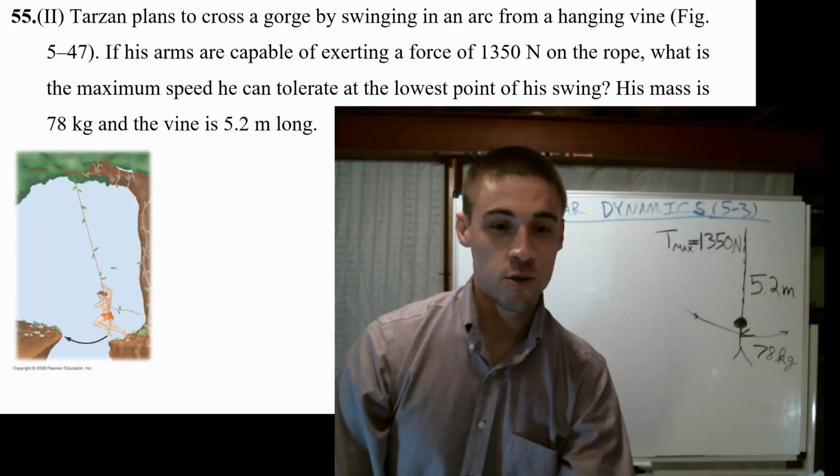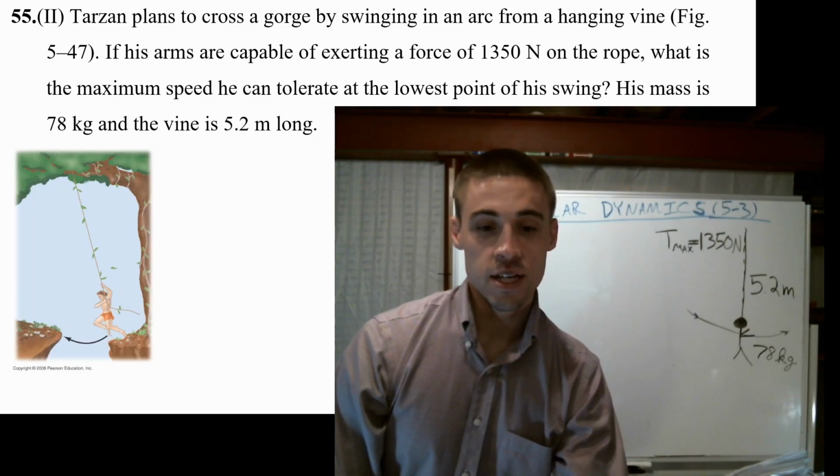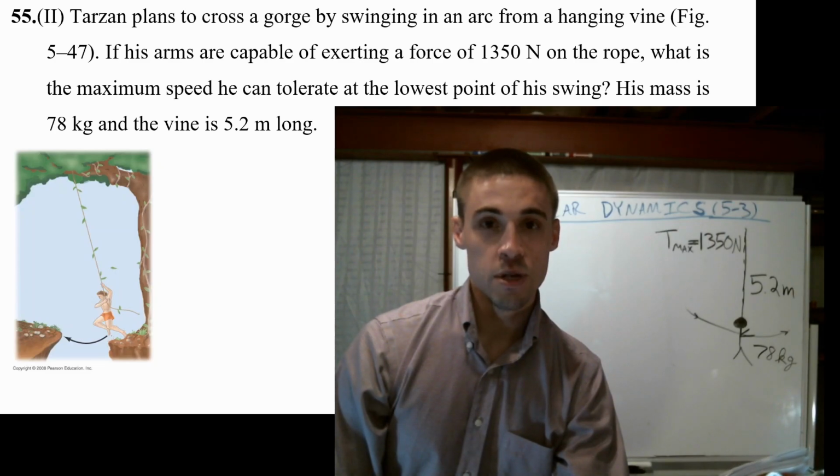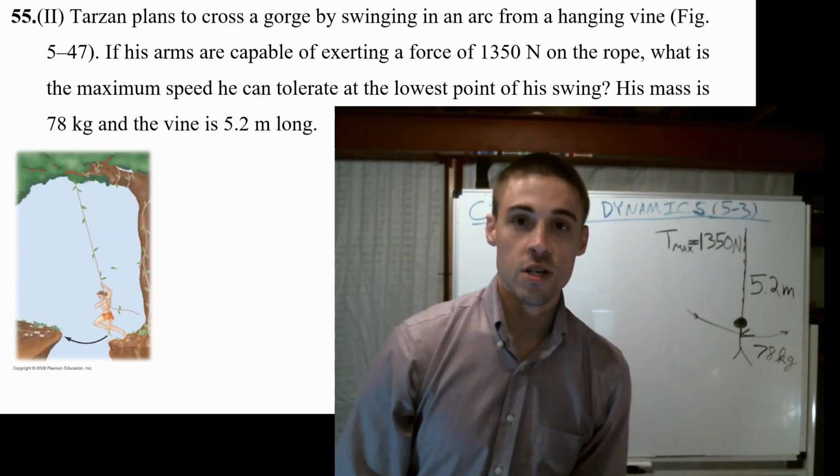Tarzan plans to cross a gorge by swinging in an arc from a hanging vine. If his arms are capable of exerting a force of 1,350 newtons on the rope, what is the maximum speed he can tolerate at the lowest point of his swing? It gives you the mass is 78 kilograms and the vine is 5.2 meters long. Okay, pause the video, go ahead and solve this one yourself.